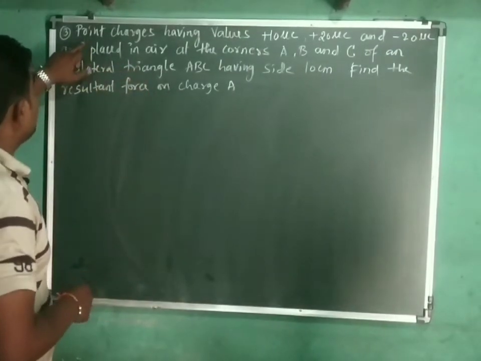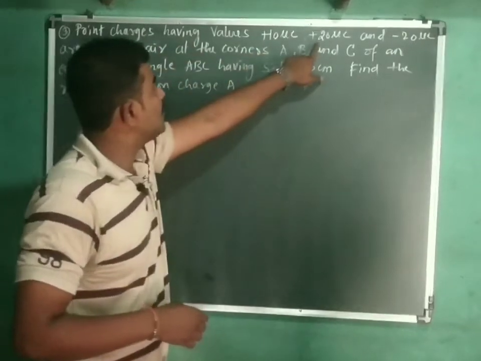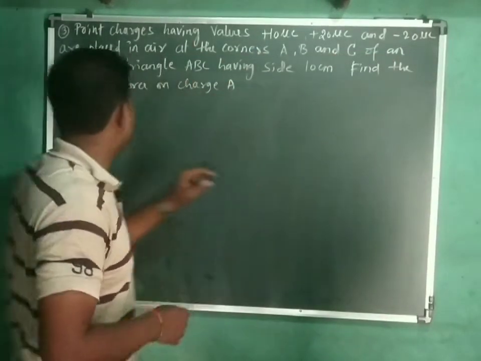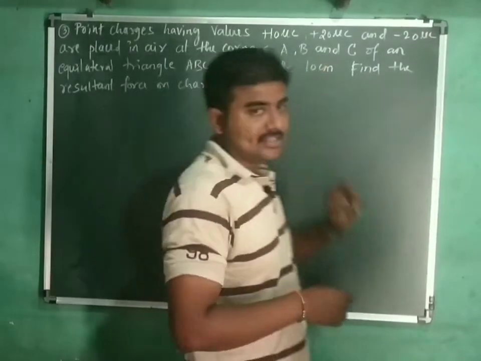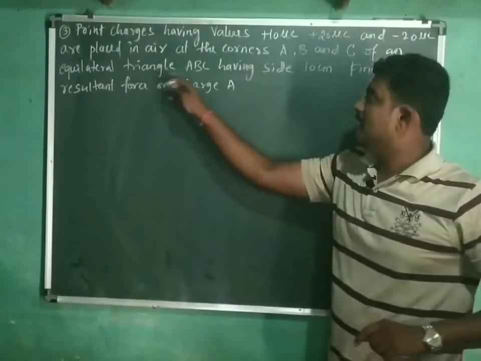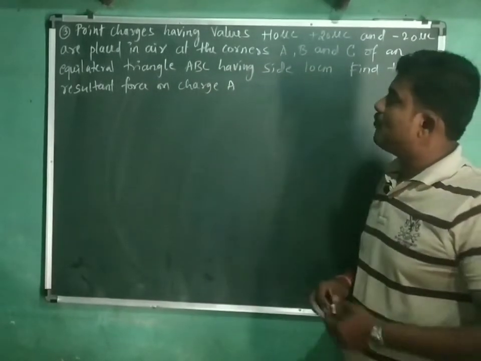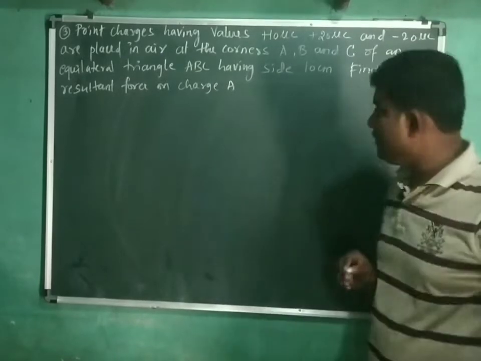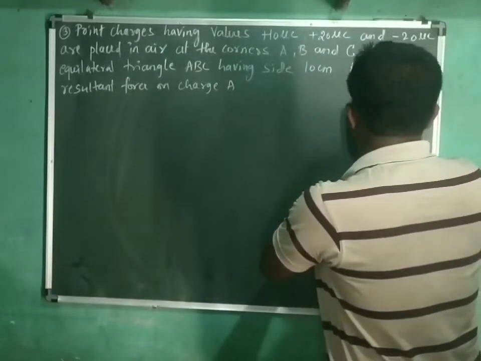See here. Point charges having values plus 10 microcoulomb, plus 20 microcoulomb and minus 20 microcoulomb are placed in air at the corners A, B and C of an equilateral triangle ABC having side 10 centimeter. Find the resultant force on charge A. According to the numerical, I will draw a diagram here.